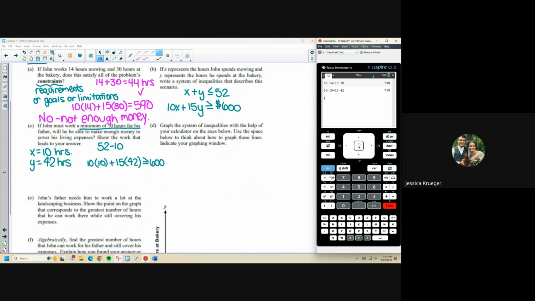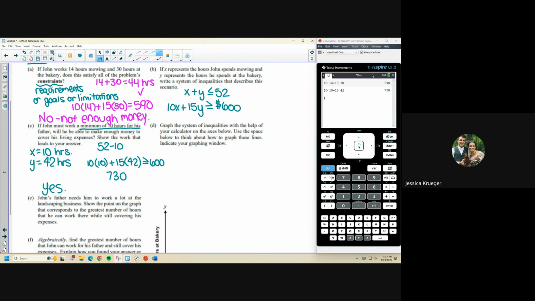And it is. That gives him $730. So yes, he can cover his expenses working 10 hours for his dad and the rest of the time at the bakery. Part D says graph the systems of inequalities below with the help of your calculator. Use the space to think about how to graph these lines, indicate your graphing window.